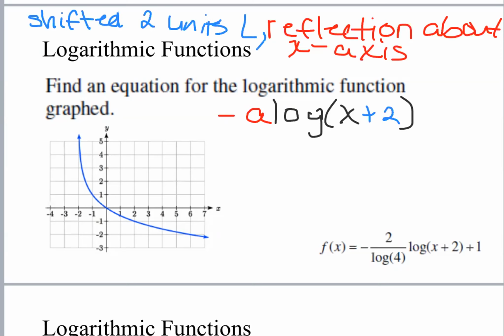Sorry if this is not looking as pretty. And then my last one is we're putting a +1 out here because it's actually shifted up 1. All right, so now we can keep going. We need to use any coordinate we can find on here that we know goes in it. So we're going to use the coordinate pair 2, comma, -1 to find a.